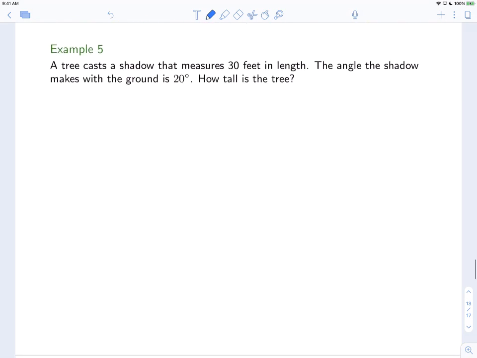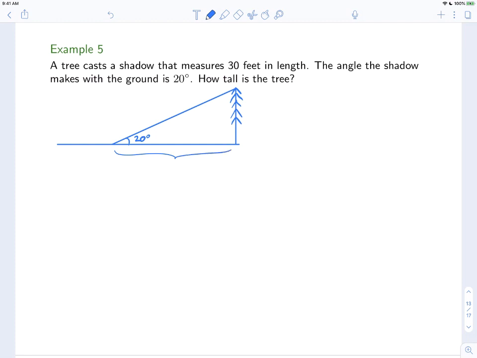All right, let's do another example. A tree casts a shadow that measures 30 feet in length. The angle the shadow makes with the ground is 20 degrees. So how tall is the tree? Basically the idea is we have the ground here, and then there's some tree right here. And the shadow that this casts meets the ground at an angle of 20 degrees, this angle here.